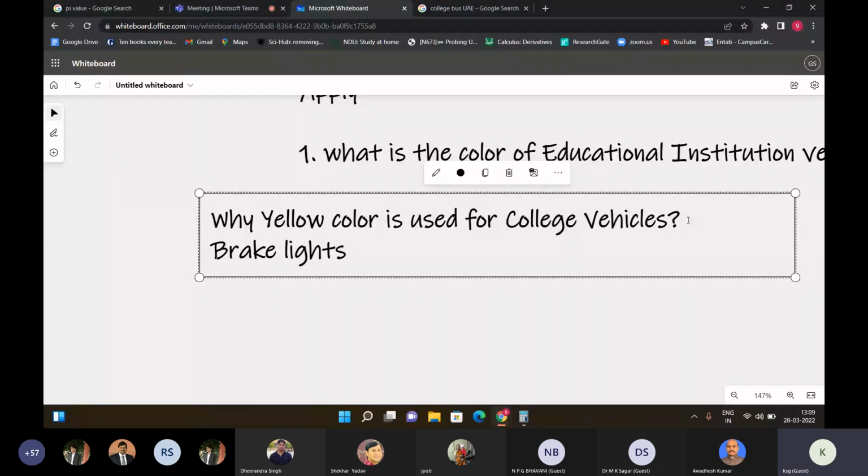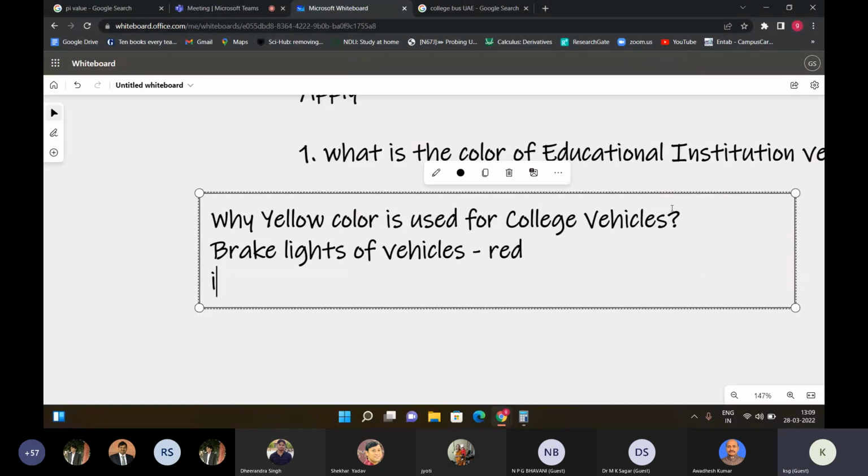the brake lights of vehicles manufactured across the globe, any vehicles, be it a sports vehicle, a two-wheeler, a four-wheeler, a six-wheeler, a multi-axle vehicle, or a bus, or a lorry, anything if you take, the brake lights of vehicles are always red in color.